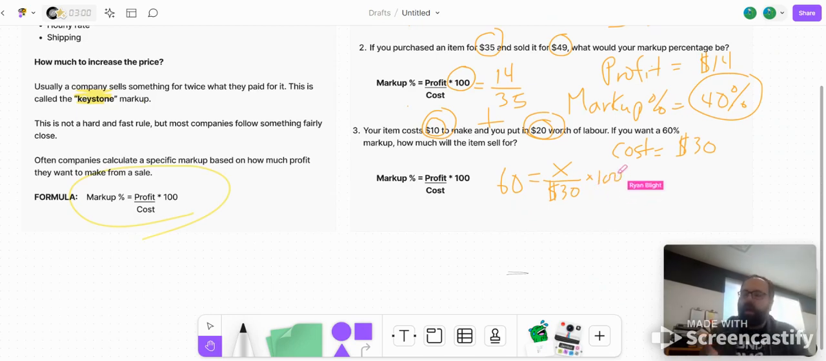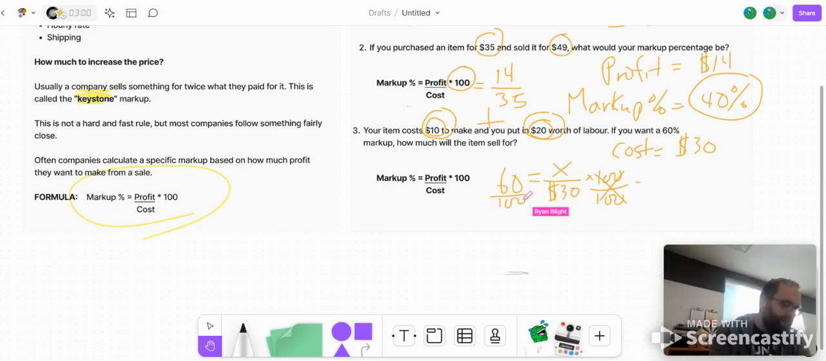Okay. Now, in basic math, when we manipulate formulas, whatever we do to one side, we need to do to the other. So we want to isolate x here. In order to do that, we need to get rid of the divided by 30 and the times 100. So how do you get rid of times 100? Well, you divide by 100, so those cancel out. But we divide by 100 on the other side as well, because whatever we do to one side of the equal sign, we have to do to the other.